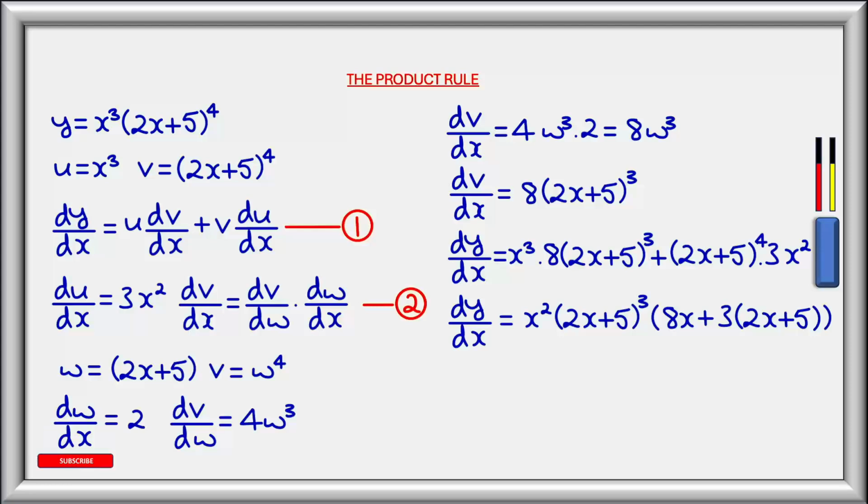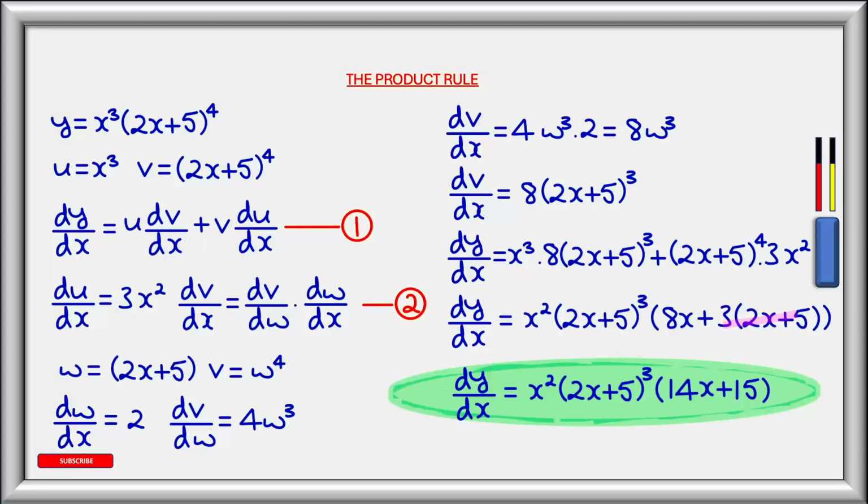If we now take out the common factor of x squared multiplied by (2x plus 5) all cubed, we have dy by dx is equal to x squared multiplied by (2x plus 5) all cubed multiplied by [8x plus 3 into the bracket of 2x plus 5]. And if we expand the bracket highlighted here, we get our final result, where dy by dx is equal to x squared multiplied by (2x plus 5) all cubed multiplied by (14x plus 15).